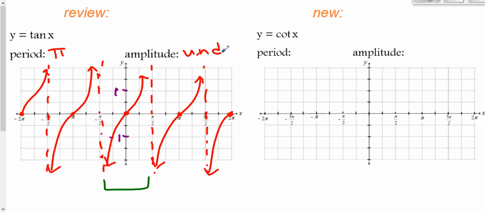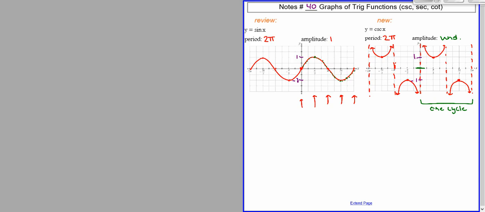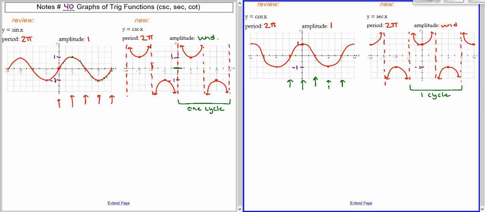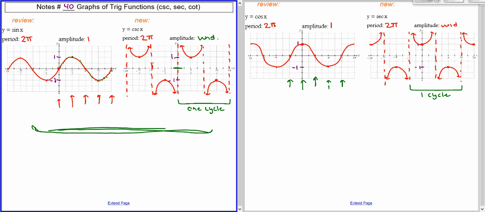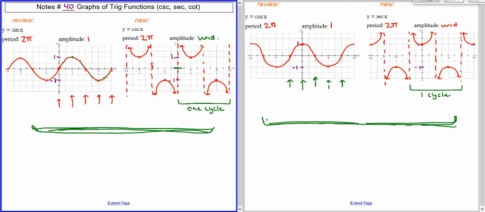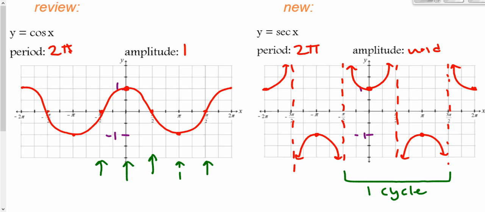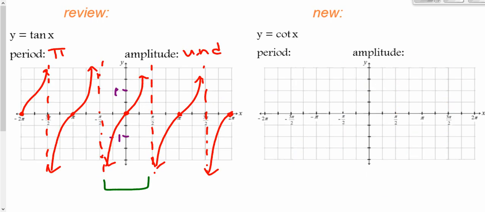Now for the cotangent graph. Remember back in the previous graphs, so let's take a look at everything so far. Everywhere sine was 0, cosecant was undefined. Everywhere cosine was 0, secant was undefined. So everywhere sine was 0, cosecant had a vertical asymptote. Everywhere cosine was 0, secant had a vertical asymptote. Carrying on that theme, everywhere that tangent is 0, cotangent will have a vertical asymptote.